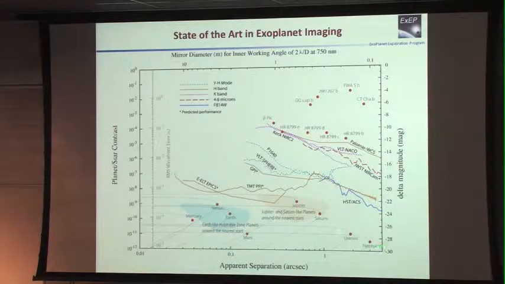contrast versus separation for where the planets live, the Jupiters and the Earths, and all of the current ground-based limits. And so ground-based limits are not sufficient to get to real Jupiters, and these have to be done by a space mission, is the message of this plot here.